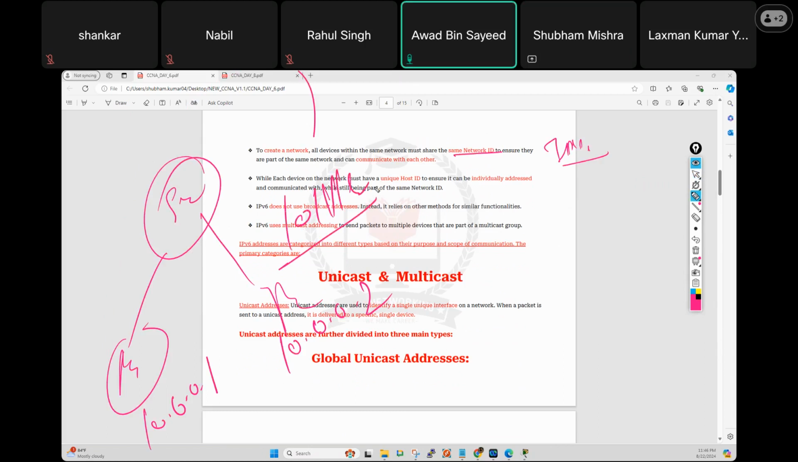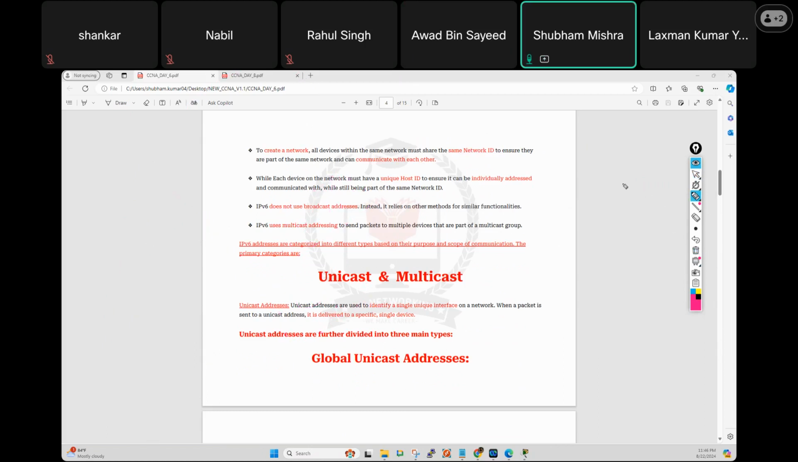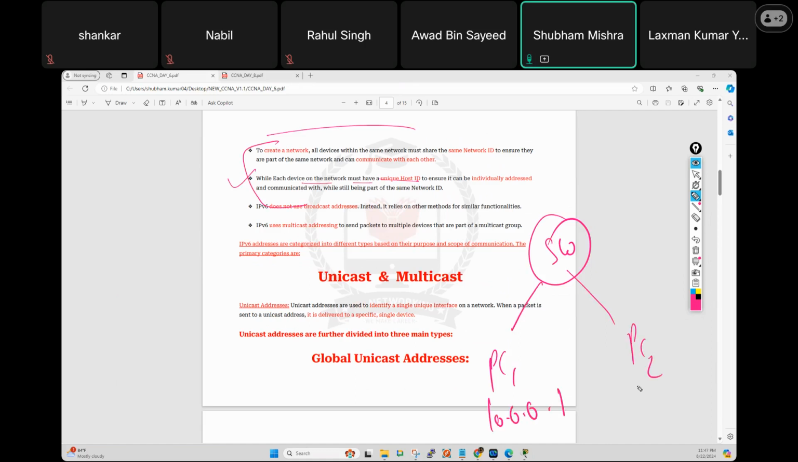Similarly, in IPv6, if you are assigning the IP address, the devices will share the same network ID, while each device on the network must have a unique host ID. Try to understand these 2 points. For example, think like this. Here I assign 10.0.0.1. Here I assign 10.0.0.2. Tell me, what is the network ID? 10.0.0.0. And the host ID is same or different? Different.